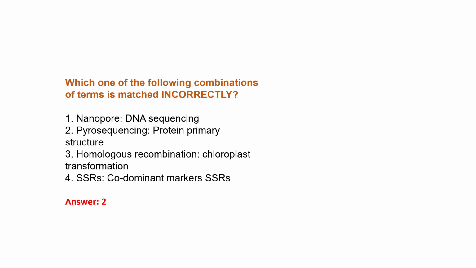Which one of the following combinations of terms is matched incorrectly? Option 1, nanopore, DNA sequencing, right. Option 2, pyrosequencing, protein primary structure. No, it is wrong. Pyrosequencing is also a kind of DNA sequencing method. Option 3, homologous recombination, chloroplast transformation, and option 4, SSR, codominant markers. Okay, so the incorrect option is pyrosequencing, protein primary structure. So the right answer will be option 2.